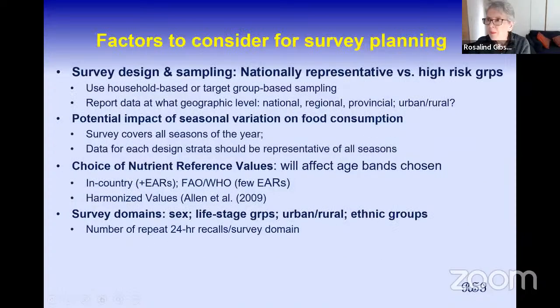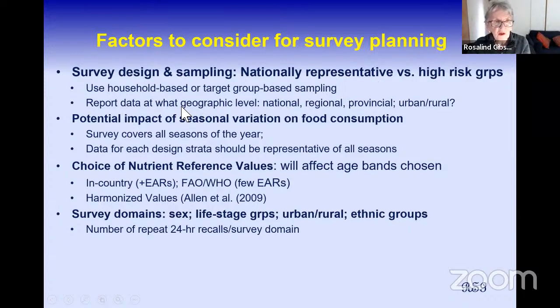So these are the factors to consider for survey planning. There are 4 factors that we need to consider. The first is the survey design and sampling, and this requires some assistance with a statistician. We need to know whether we want to collect a nationally representative survey, or are we going to concentrate on just high-risk groups, such as preschool children and women of reproductive age. This will affect how we sample.